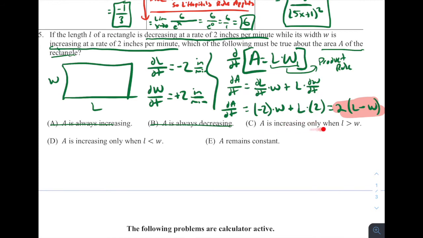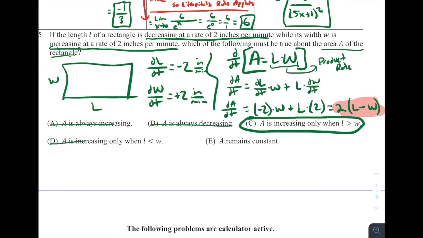Is it increasing when L is greater than W? Well, if L is bigger than W, then this is going to be positive, which means that this whole expression is positive. So that rate of change is positive, and therefore it is increasing. So I would say C seems like a good answer here. It cannot be increasing when L is greater than W, because if L was less than W, then this would be a negative number, which would mean it's decreasing.